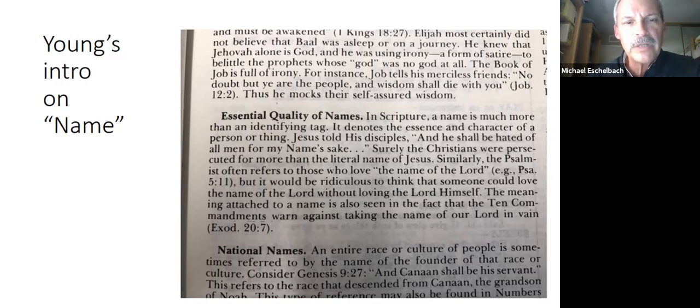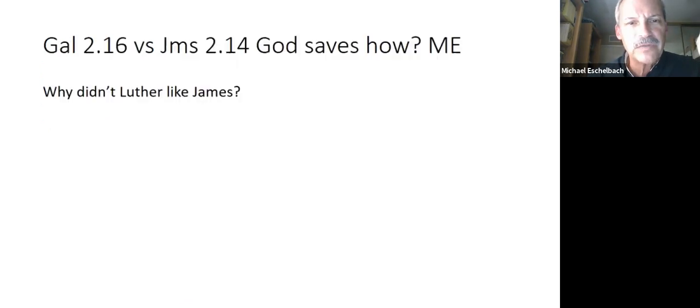In Young's concordance in the front, there's this little paragraph, the essential quality of names. And so here's actually one paragraph that's saying pretty much what we learned from Kevin, Nathan, and Kingston. Worth having a look in other places in Young's besides just for the word. I'm going to come back to this because I want to get on to Daniel.